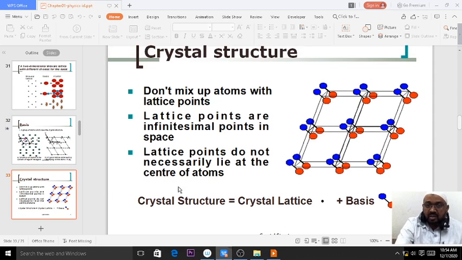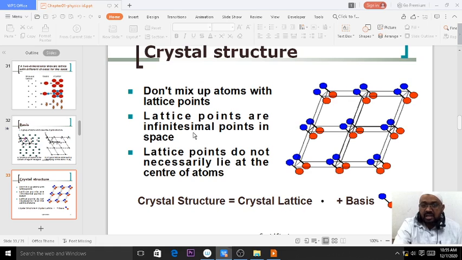Here, now we can see the crystal structure. You can see a small sphere-like shape that is blue, and you also have an orange one. See how they are identical to each other. Now we are not mixing the atoms with the lattice point. Let us consider this: this is the lattice point, and this is your atom. We have just shown how we can associate the lattice point with respect to the atoms.